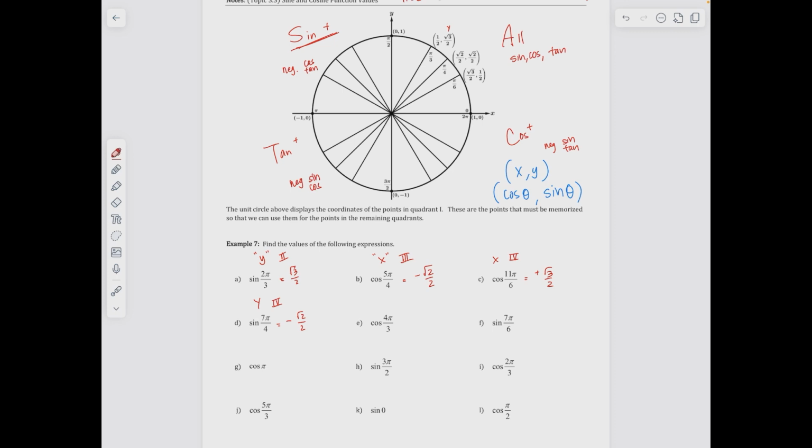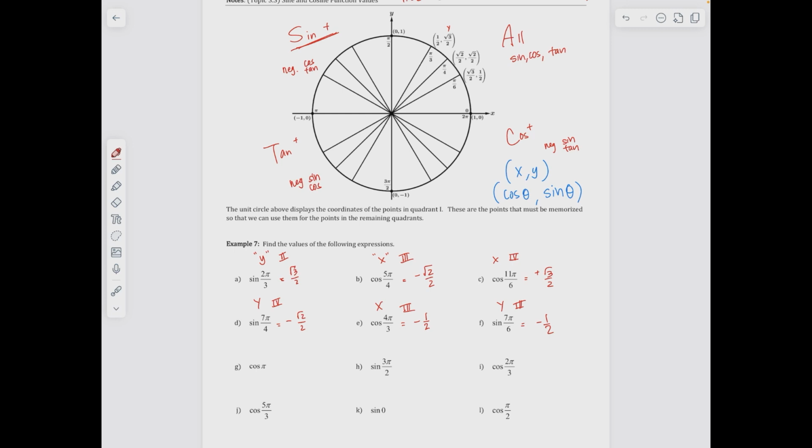Okay, 4 pi over 3, cosine. So cosine is the x coordinate. 4 pi over 3 is in quadrant number 3. So because it's in quadrant number 3, I look at pi over 3. The x-coordinate is 1/2. So cosine is negative. It's negative 1/2. Sine is my y-coordinate. 7 pi over 6 is quadrant number 3. Quadrant number 3, I know sine is negative. Because it's the pi over 6, it's the y-coordinate, so 1/2. And so because it's negative, my answer is negative 1/2.